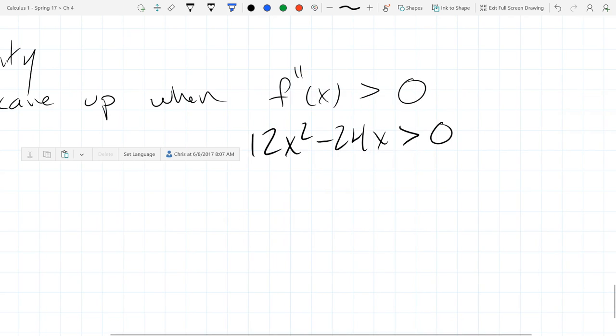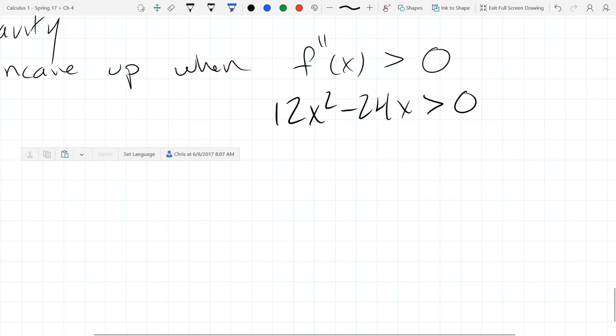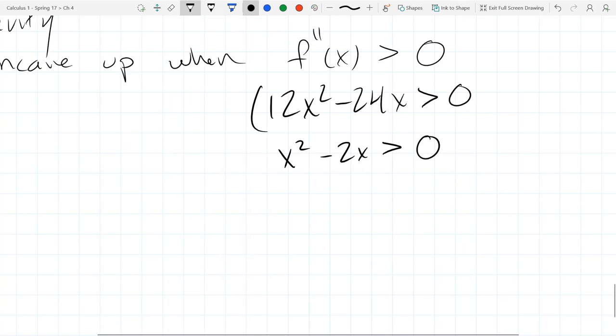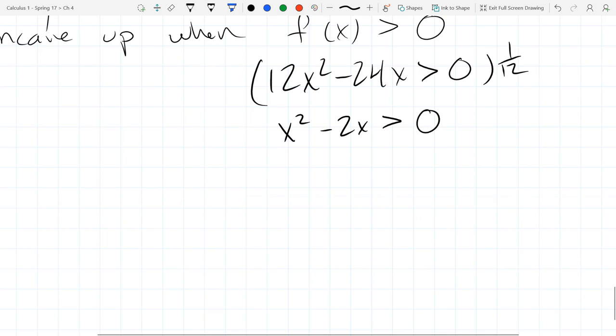So I'm going to demonstrate some bad moves to make here. So you might think, I can certainly multiply by a 12 and get x squared minus 2x greater than 0. Remember, I multiplied by positive 1/12 to get down to here. So that's a completely reasonable thing to do. And in fact, it's, I think, a very smart thing to do. So let me show you a bad move to make.